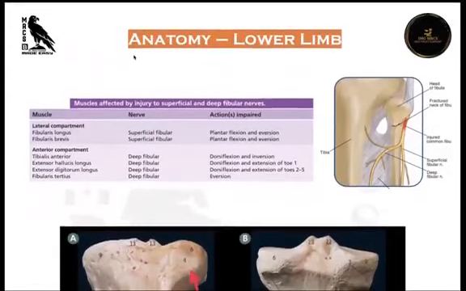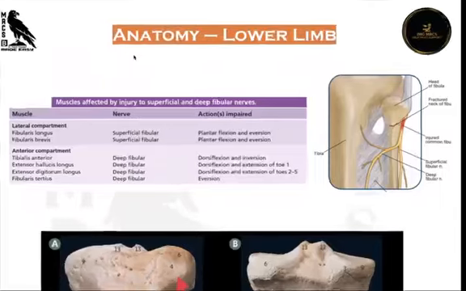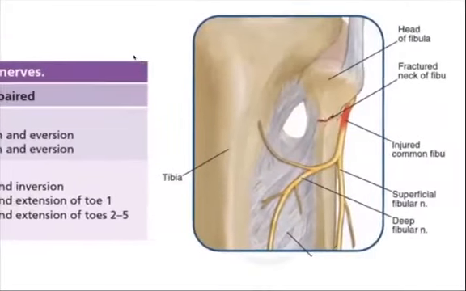Next, as I said, about the superficial and deep peroneal nerve. If there is an injury, normally you are suspecting an injury to the common fibular nerve, the common peroneal nerve, and from the common peroneal nerve you are having the superficial and the deep.